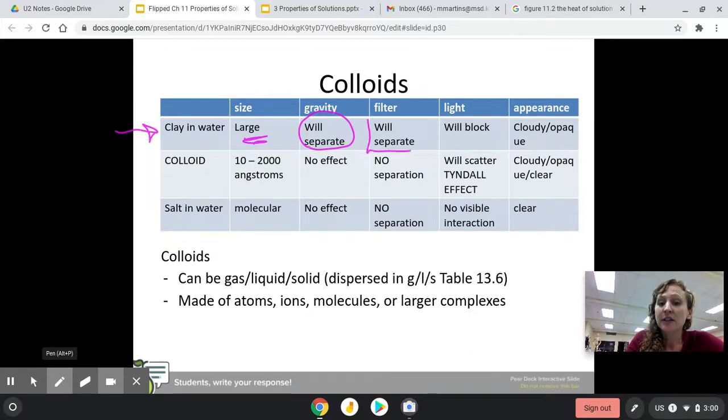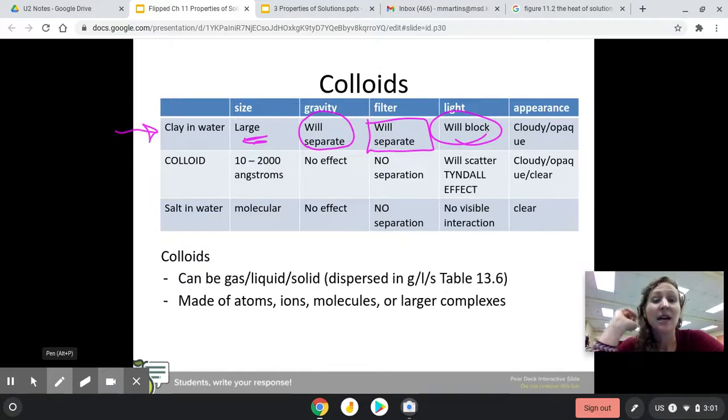A filter will separate them out. So if you pour clay mixed with water through a filter, you'll be left with the clay on the top and the water will come through. Same thing with our precipitates that we formed in lab. The precipitate will stay on the filter. The water will come through. And these particles are so big, they may scatter the light if they're far enough apart, like ash is sometimes in the air. But a lot of times they'll just block the light. The light won't get through at all because it'll just be blocked by these rather large particles.